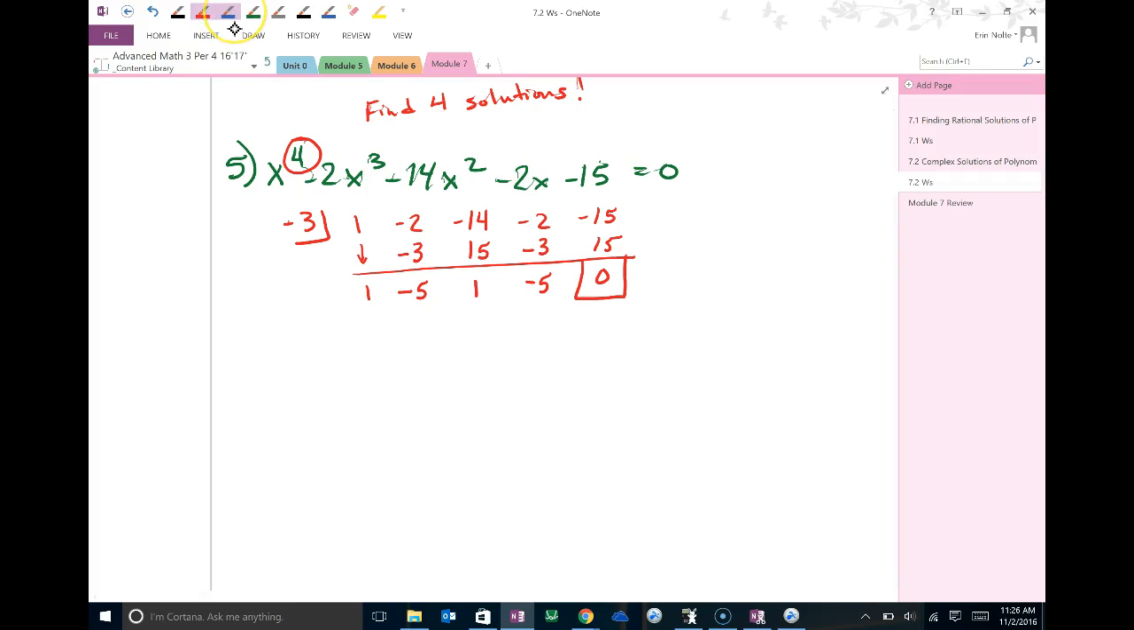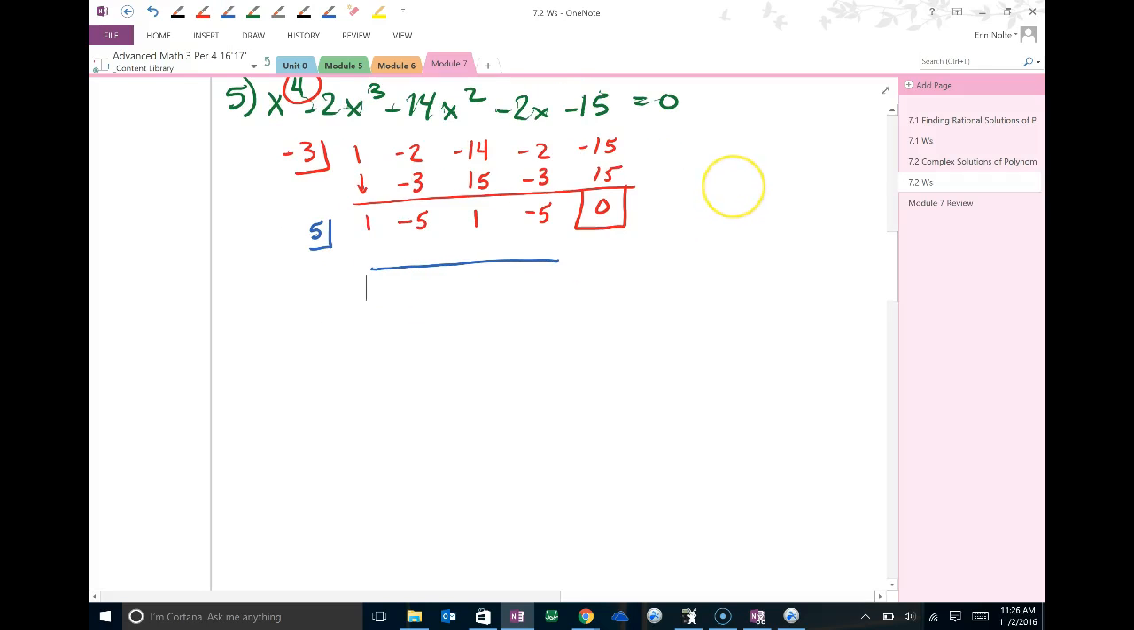Now let's use our other 0, which you said was 5, right? We're going to use 5. Notice that I'm using the broken down polynomial. Do not go back to the original. So I drop the 1. 1 times 5. Negative 5 plus 5. Zero, 0 times 5. Zero. 1 plus 0. 1, 1 times 5. 5. And negative 5 plus 5. There we go. Alright, so what is left here?